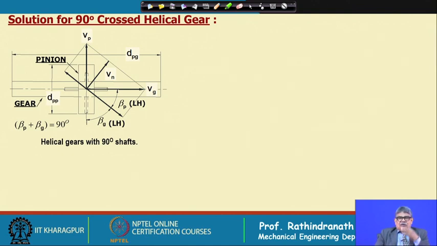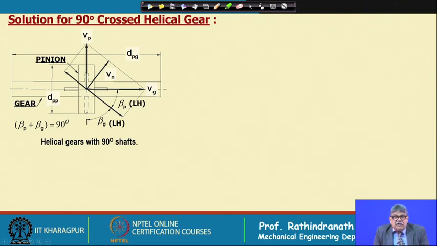Now, the figure on the left hand side, what we have shown, is that the pinion at the top and gear at the bottom are at 90 degree. So, this means that the input axis, that is the axis of the pinion, is parallel to the surface of the gear, and the axis of the gear shaft is parallel to the pinion surface. Okay. And this velocity diagram will be same as before. But in this case, beta p plus beta g, the summation of the helix angle of gear and pinion, is equal to 90 degree. Let us see whether it can be solved analytically or by some other methods easily.